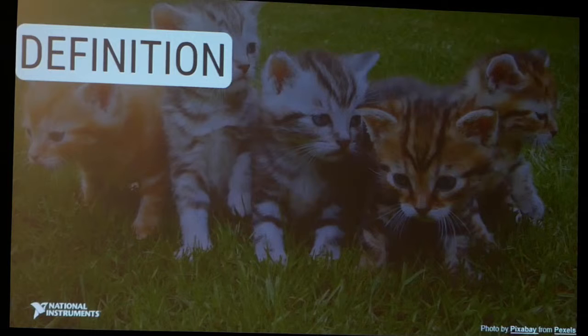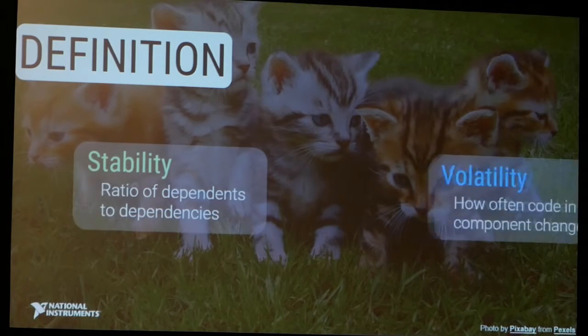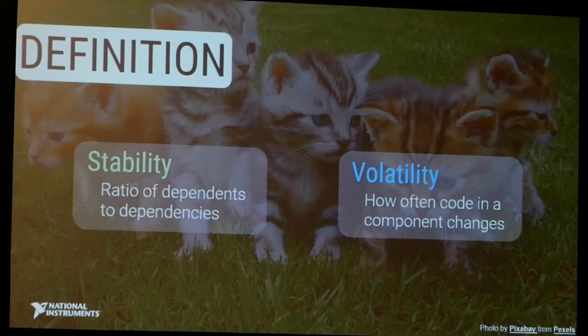And he has another definition, which is what I think most of us generally think of as stability. But he actually refers to that as volatility. And this is actually how often does the code change? And these two things are separate. And so to use the principles, you kind of have to keep that in mind.